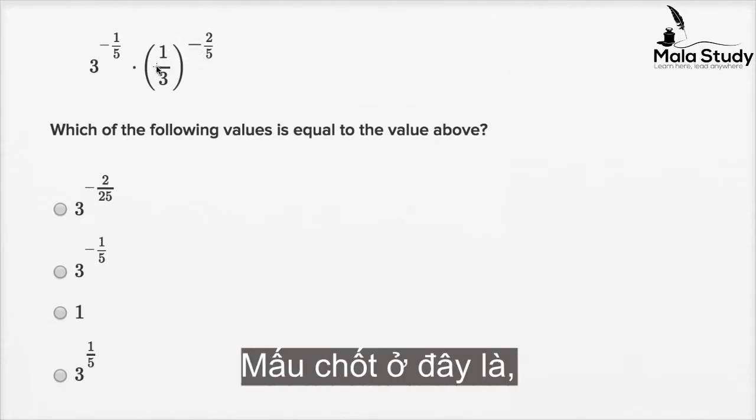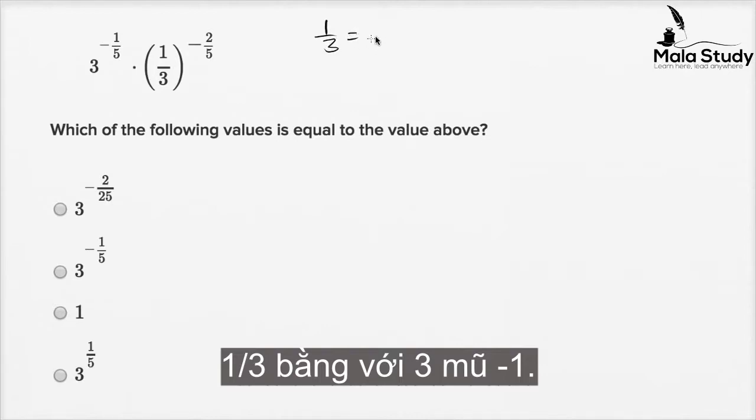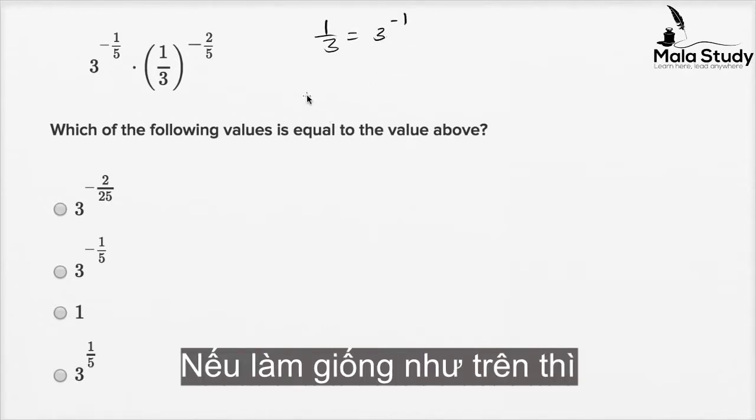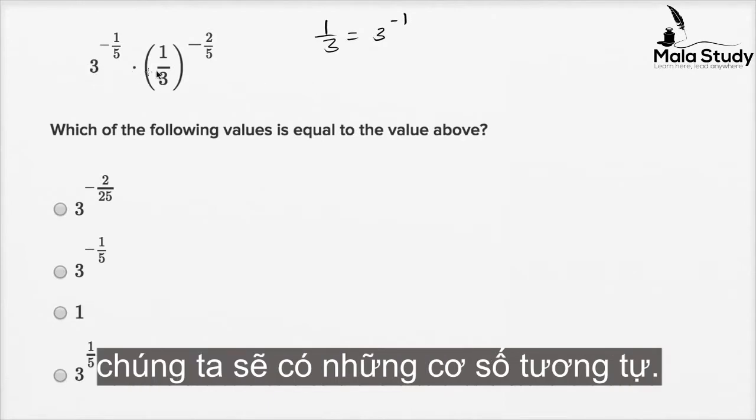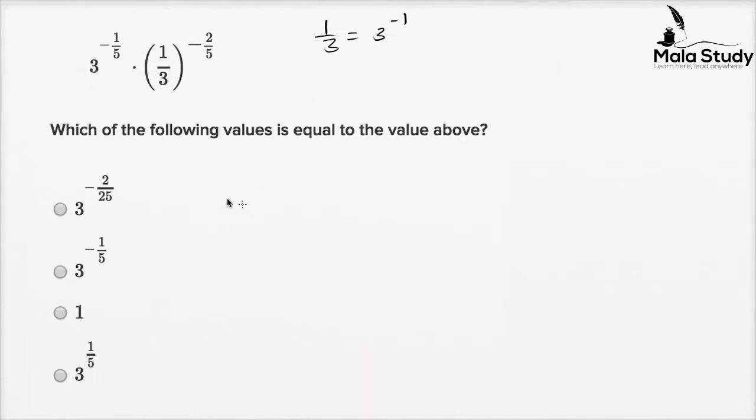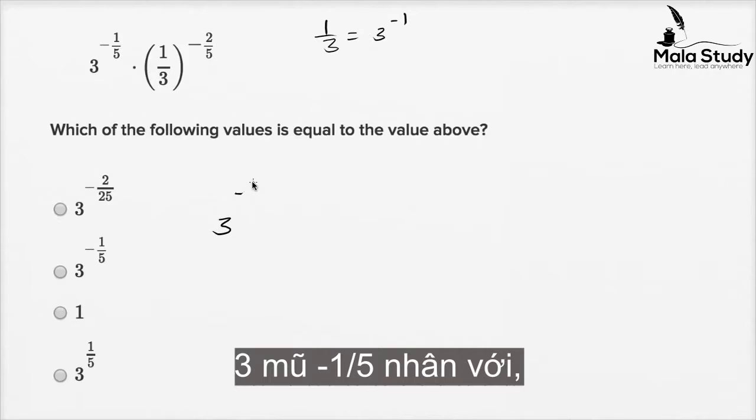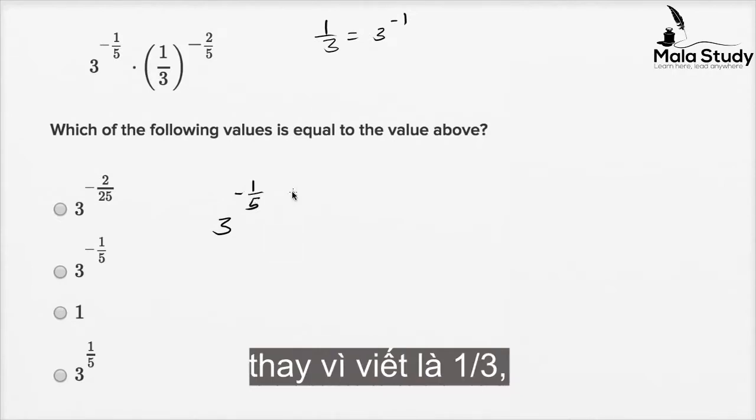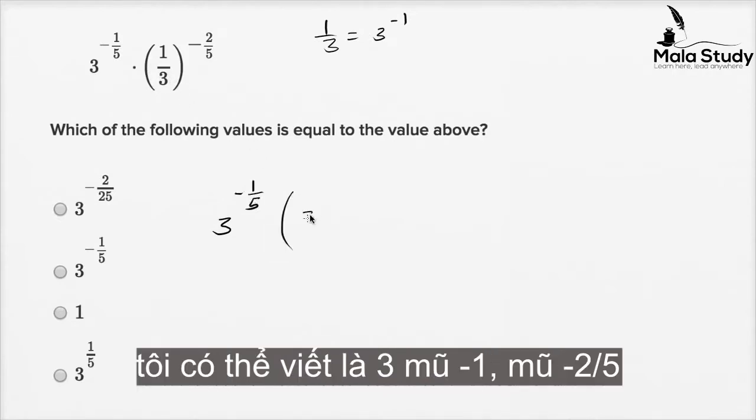And the key realization here is that 1/3 is the same thing as 3 to the negative 1 power. And if we do that, I suspect that we're going to be able to get similar bases here. Let me rewrite the whole thing. So it's going to be 3 to the negative 1/5 times, instead of writing 1/3, I could write 3 to the negative 1 power to the negative 2/5 power.